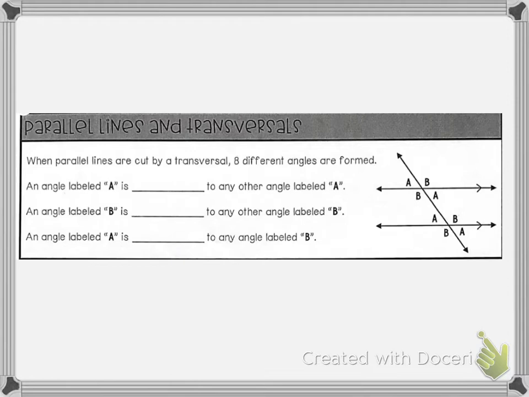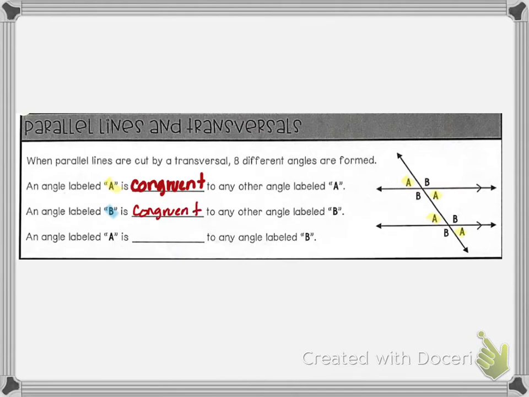Here we have an angle labeled A. So A, that is this part right here. Let me highlight it in yellow. A is congruent to any other angle labeled A. So that means all of those highlighted in yellow are the same value. They're equal measures.